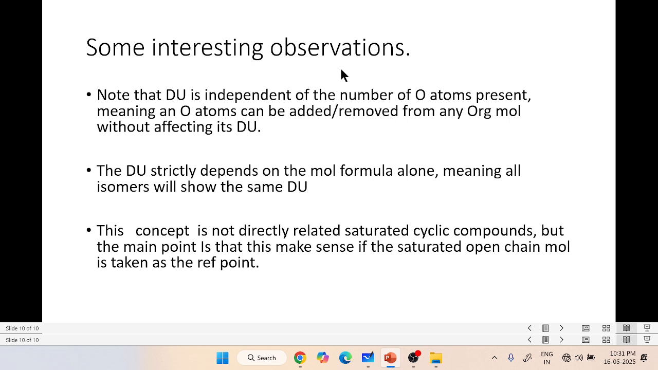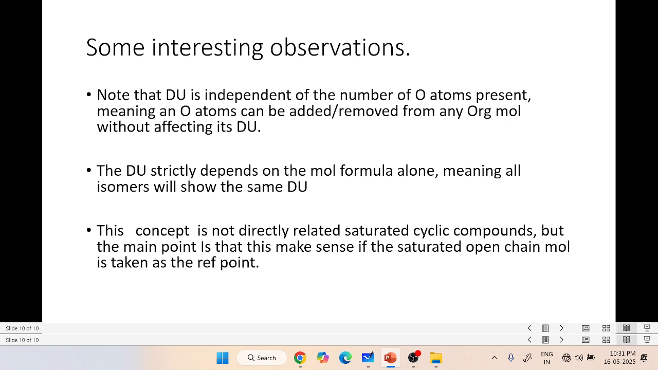So now some interesting observations here. Note that the DU is independent of the number of O atoms present. So it's not involving oxygen atoms at all, which means oxygen atoms can be added or removed from any organic molecule without affecting its DU. So that's the inference here. The DU strictly depends on the molecular formula alone. It doesn't depend on the structure, meaning all isomers will show the same DU, right?